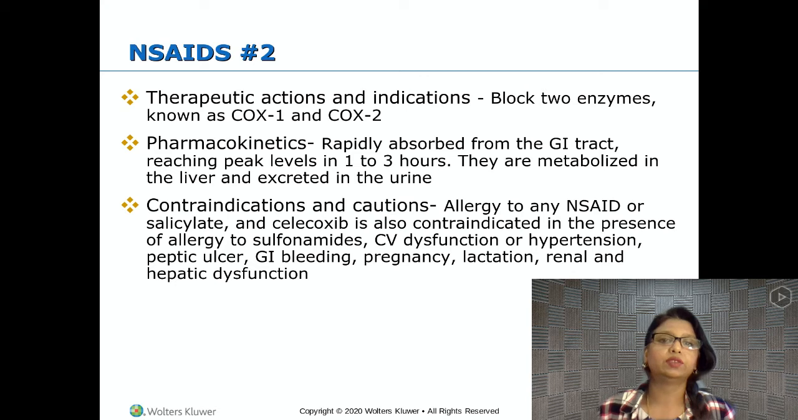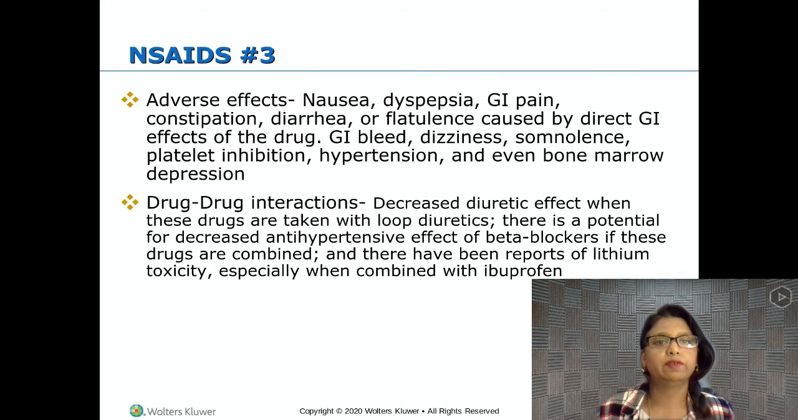Contraindications, remember: allergies, GI bleeding, pregnancy, lactation, and any other problems such as cardiovascular problems, high blood pressure, or peptic ulcer disease. I will double check with the physician before giving it to them.